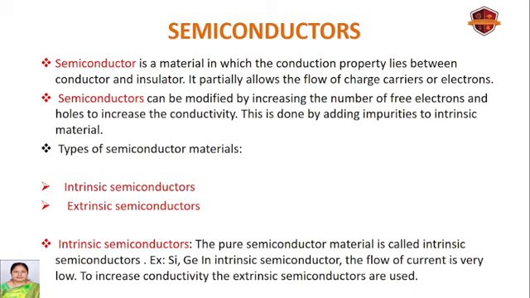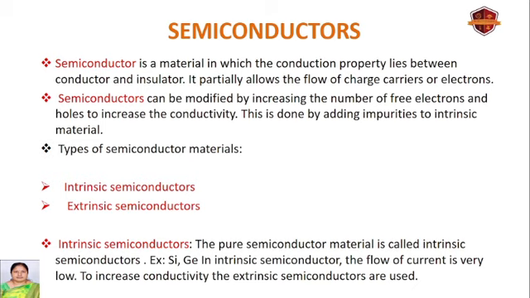Intrinsic semiconductor is nothing but the purest form of semiconductor. It does not contain any impurity atoms. For example, silicon and germanium in their purest form are called intrinsic semiconductors.